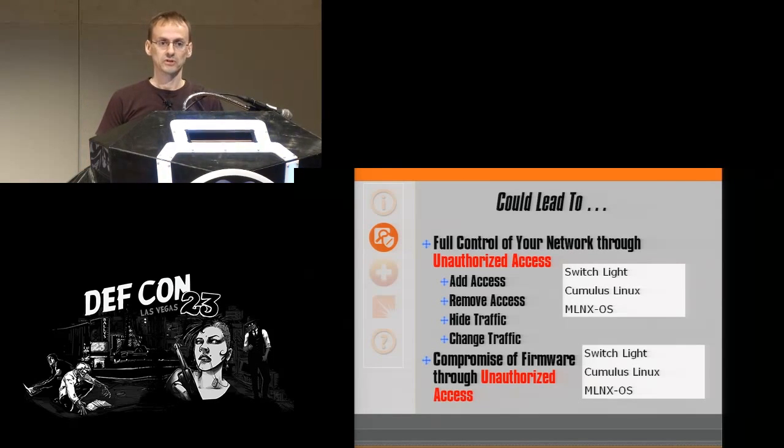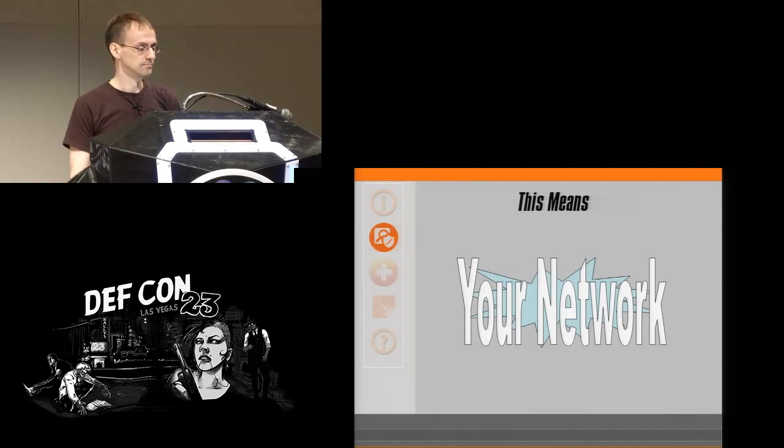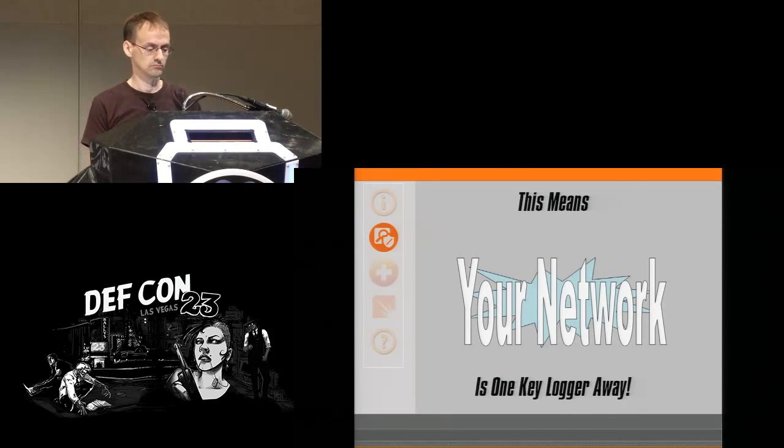All right, that one password, get that out of the way. And we know that compromising a workstation is trivial, keylogging is trivial, right? Leads to full control of your network. First the switch, and then the network through unauthorized access: add access, remove access, hide traffic, change traffic, on all three operating systems. And then of course, compromise of the firmware through unauthorized access, because root gets you access to the flash. Get you access to ONIE, you can do whatever you want with it. You modify it, and you have your firmware compromised. So this means your network is one keylogger away.